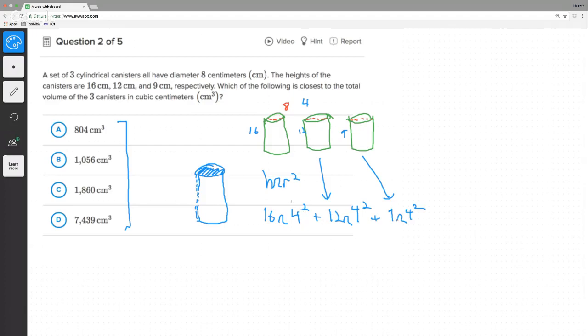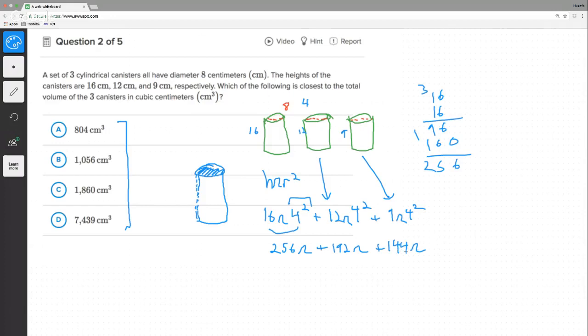So this one turns into 16, right? 4 squared is 16. So we're going to multiply the 16 and the 16, which I just happen to know is, I believe it's 256. I'll double check though. Yeah, it's 256. So 256 pi plus 16 times 12 is 192, plus 192 pi plus 16 times 9 is 144 pi.